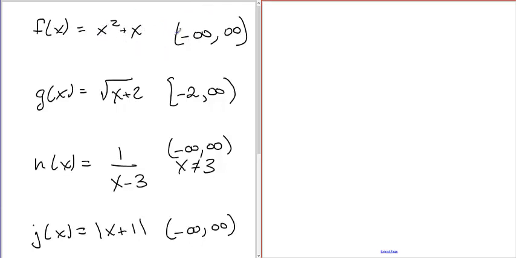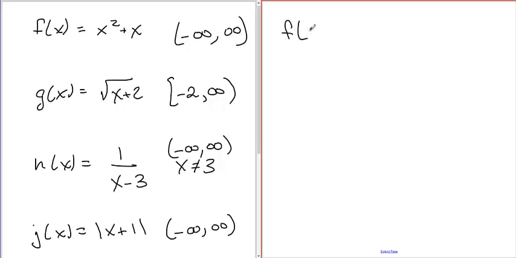So this is a polynomial, so the domain is all real numbers. The square root function, x has to be greater than or equal to -2. If it's less than -2, then you get a negative square root of a negative number. It's not allowable. Here, you just have it that the denominator cannot go to 0, so it's all real numbers except x cannot equal 3. That'll make the denominator go to 0. And here we have the absolute value function, which is good for all real numbers. So those are the domains of the individual functions.